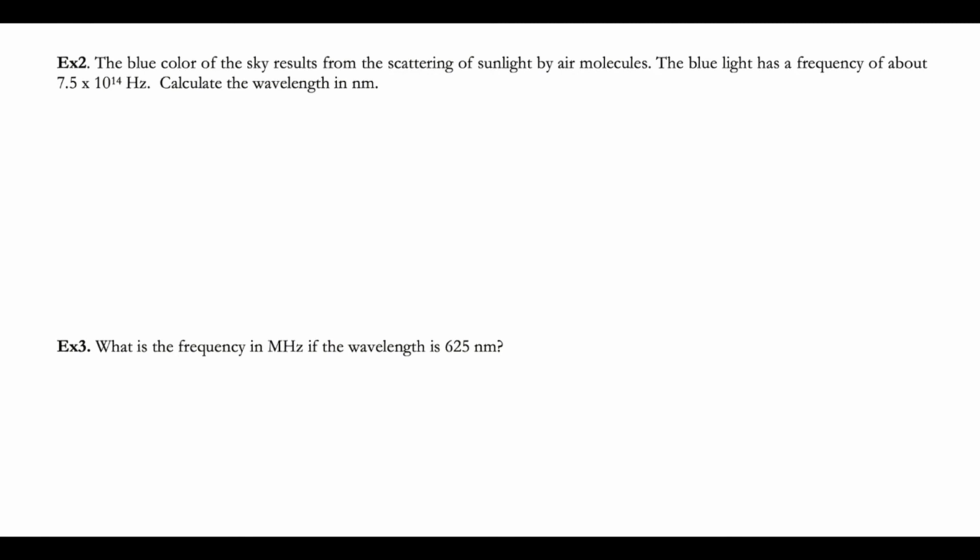All right, it tells me the blue color of the sky results from the scattering of sunlight by air molecules. The blue light has a frequency of about 7.5 times 10 to the 14th hertz. Calculate the wavelength in nanometers.